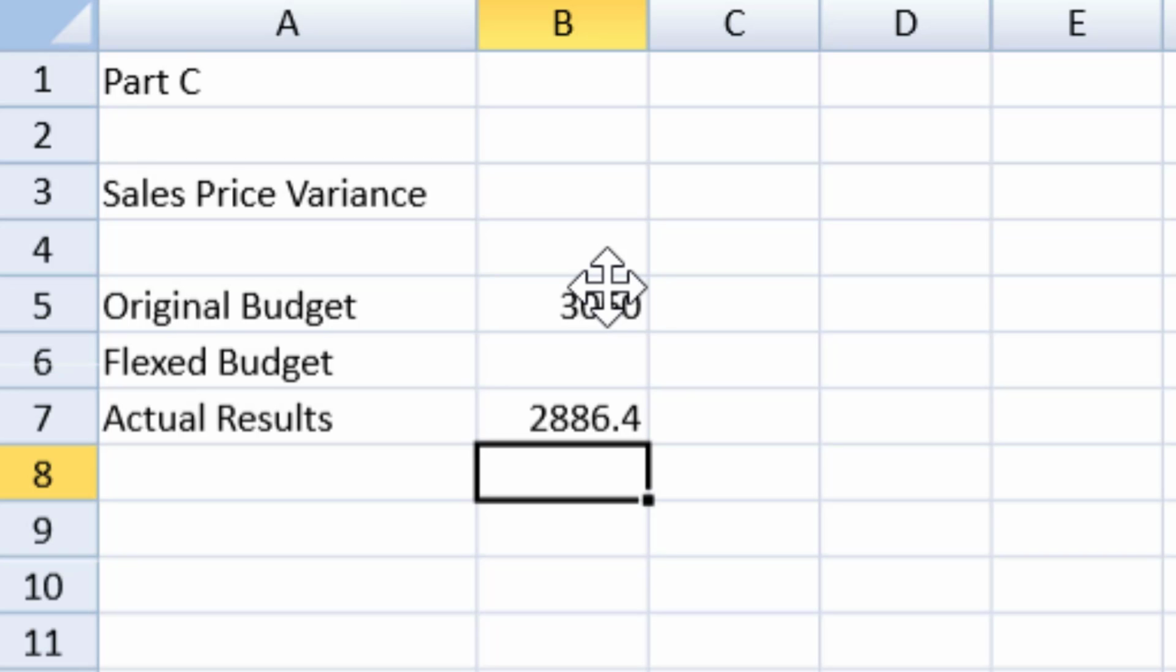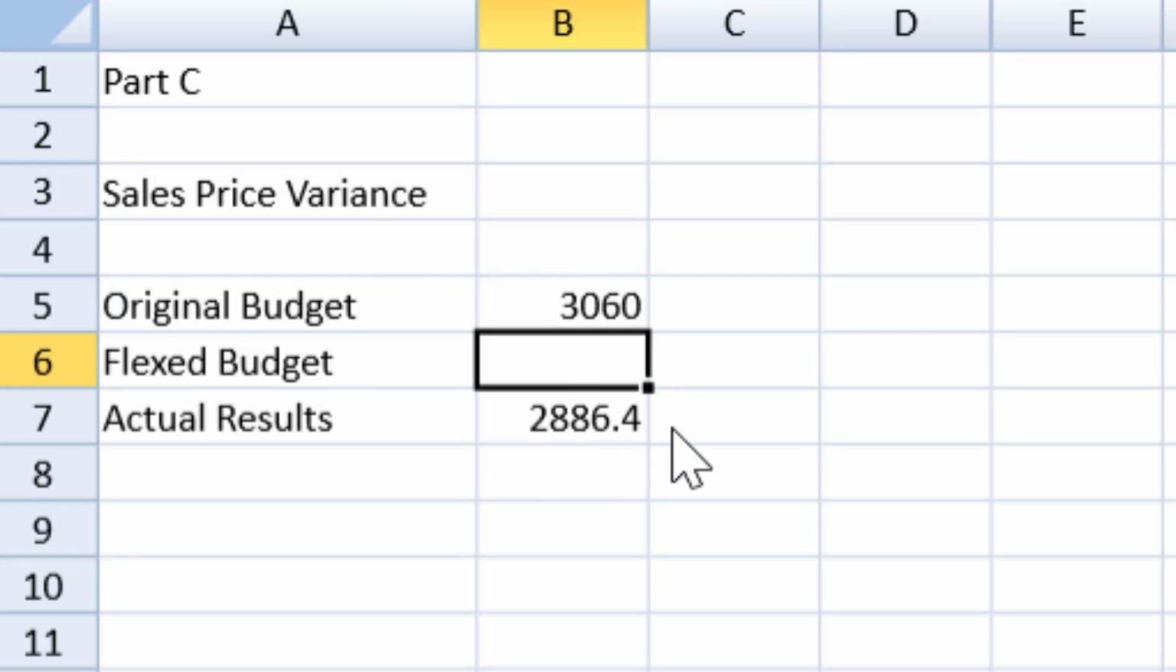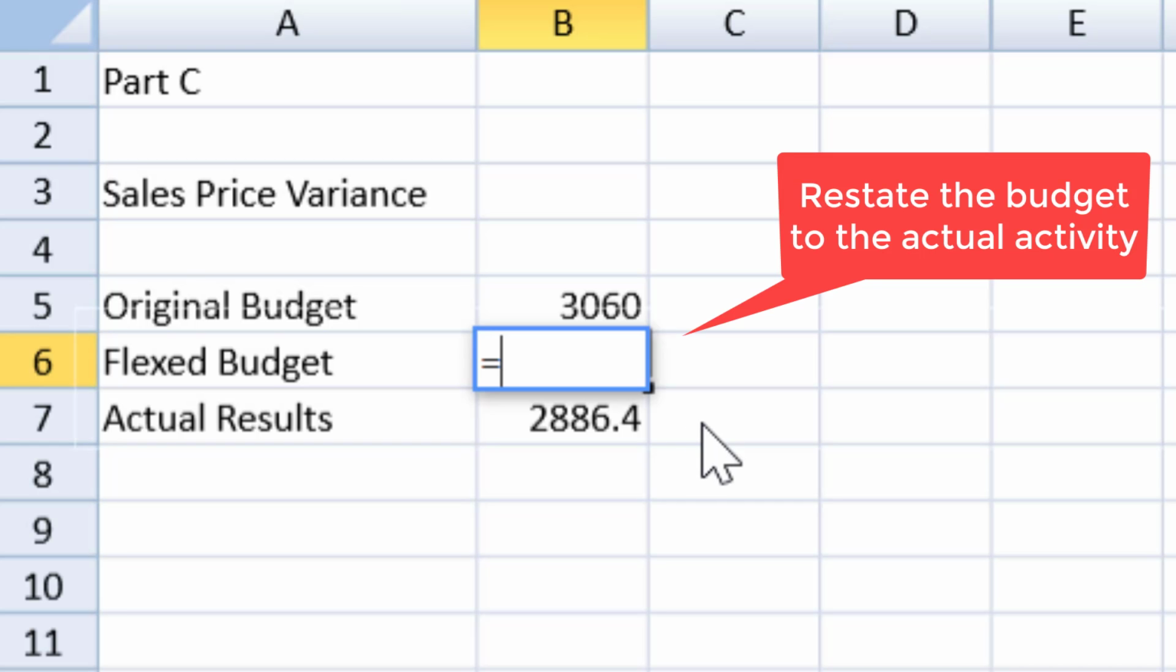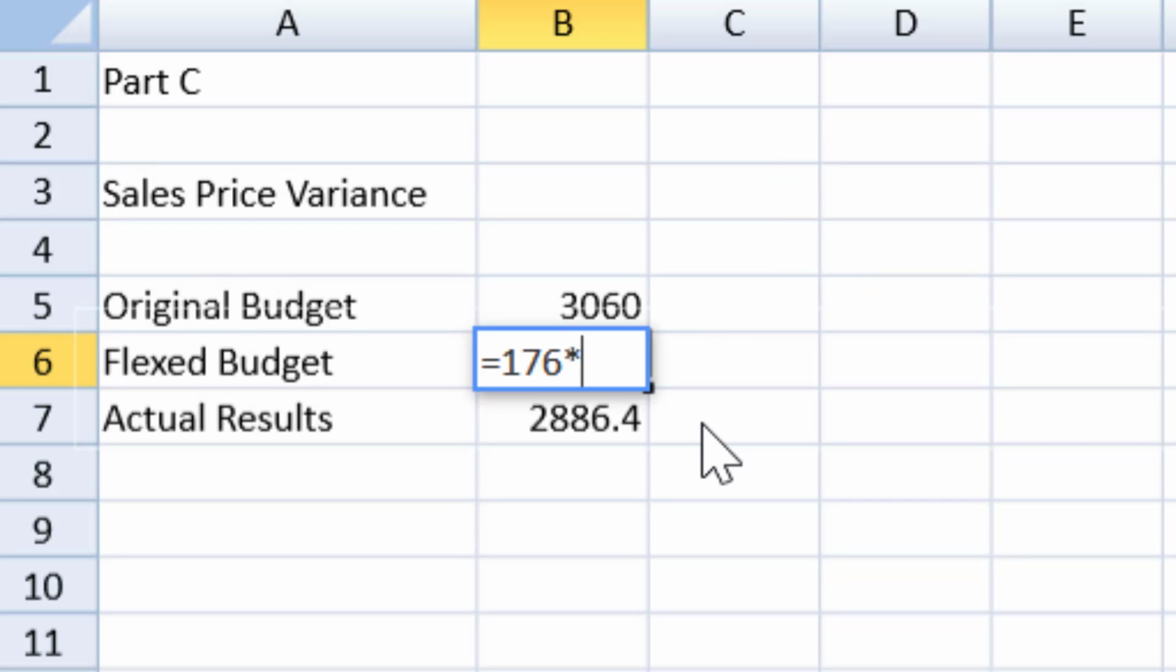So we have two things that went badly. One, we sold fewer units. Two, we sold at a lower selling price. And we would like to isolate the impact of that different selling price on profit. We want to ignore the impact of the units at this point. So we're going to calculate the flexed sales. And we're going to take the actual units that we sold, 176, and I'm going to multiply that by the standard or the budgeted price.